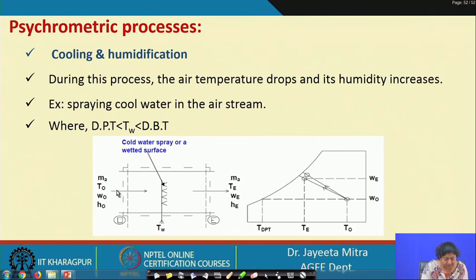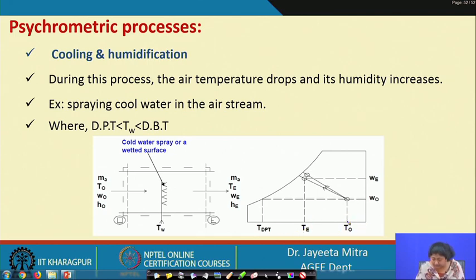The air entering from the inlet side has the temperature T0, moisture content W0, enthalpy H0, and the mass of the air is Ma. When this air flows over the spray of water, its temperature, moisture content, and enthalpy change; only the mass of the air remains constant.